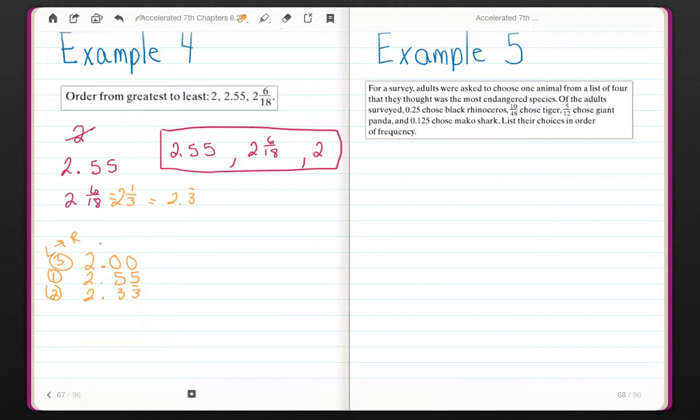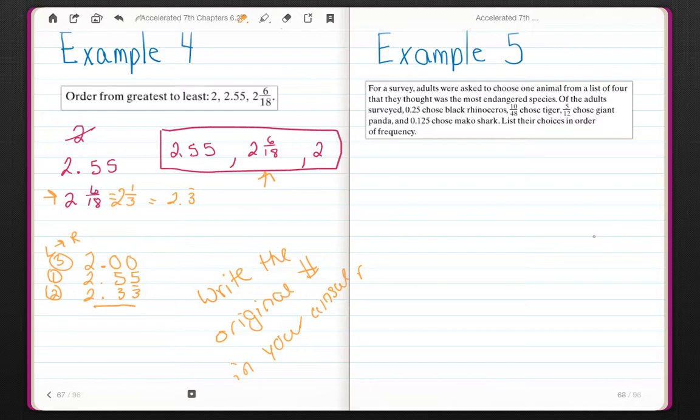It is the smallest. Please, however, be sure to write the original number in your answer. So even if you convert this 2 6/18 into a decimal, that's fine, but I want the original in your answer. Okay? All right, so let's apply that to example 5.